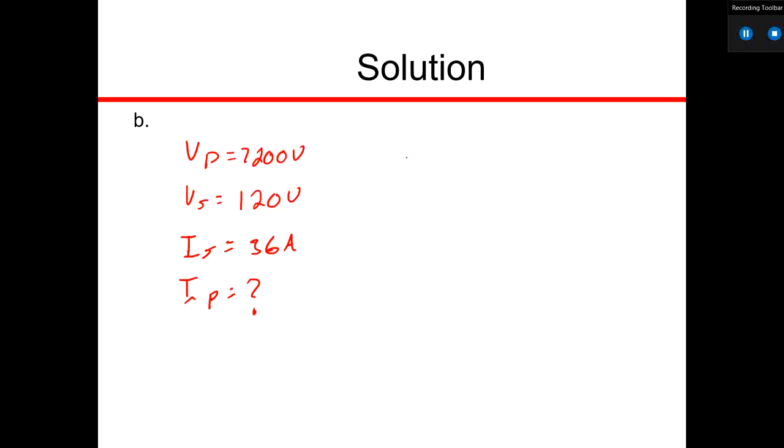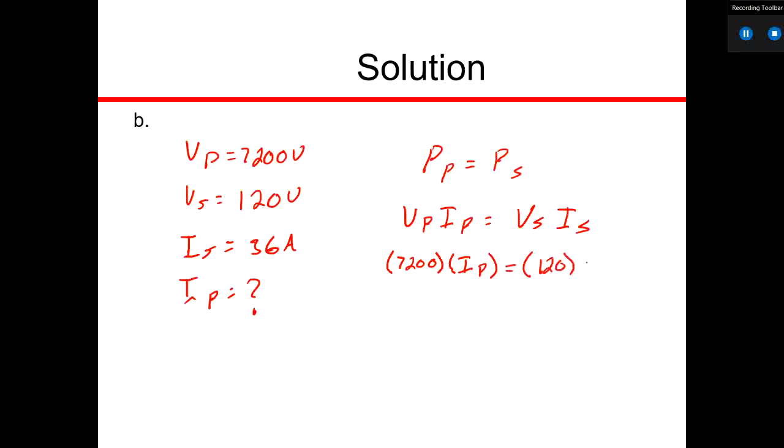For this one, we use the fact that the power in the primary is equal to the power in the secondary coil. So Vp times Ip is equal to Vs, the secondary voltage, times the secondary current. Filling in our numbers, 7,200 volts times our primary current is equal to 120 volts times 36 amps. And we get a primary current, the input current, of 0.60 amps.